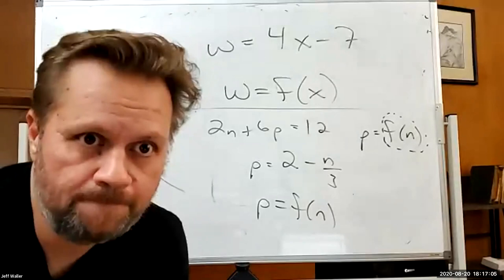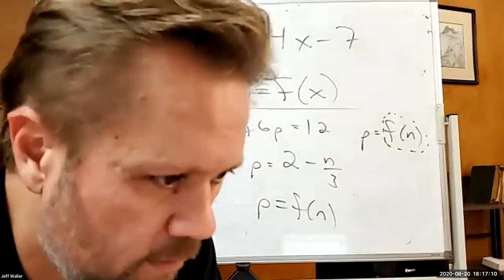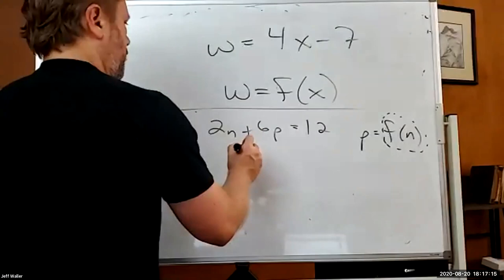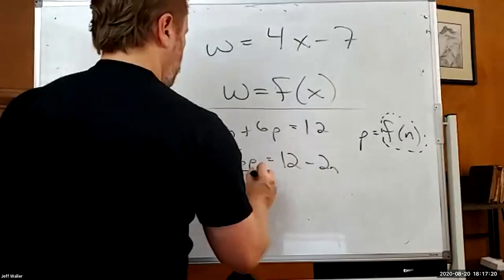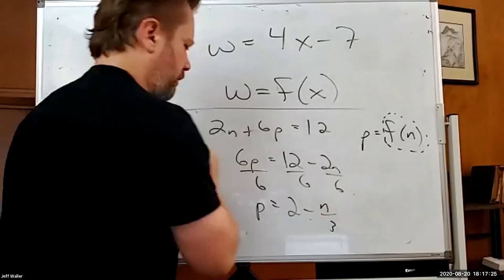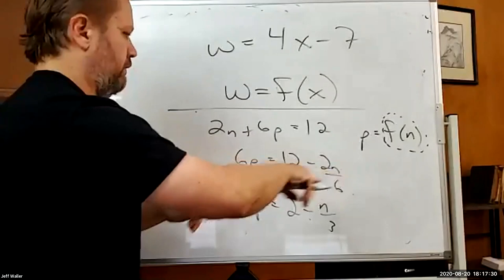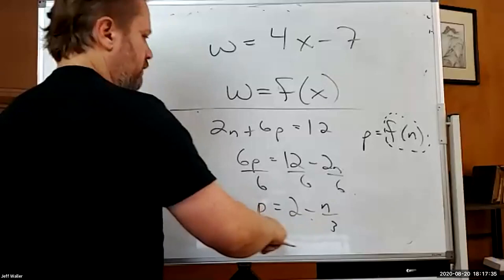So this would be p as a function of n. Is that right? Where did the 3 come from? Right, so if I subtract 2n, divide by 6, is that all right? Yeah, thank you. Divide by 6. I was just trying to get there quicker because I knew we could all do it. And then this is p as a function of n. So if I wanted n as a function of p, you would just solve for n.